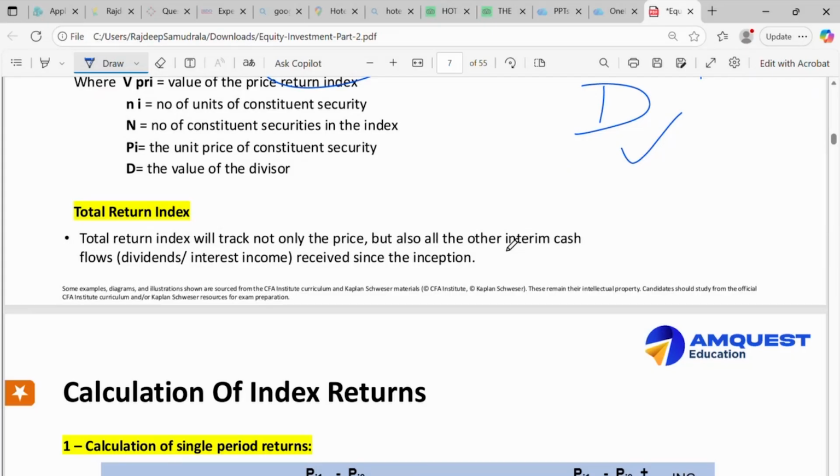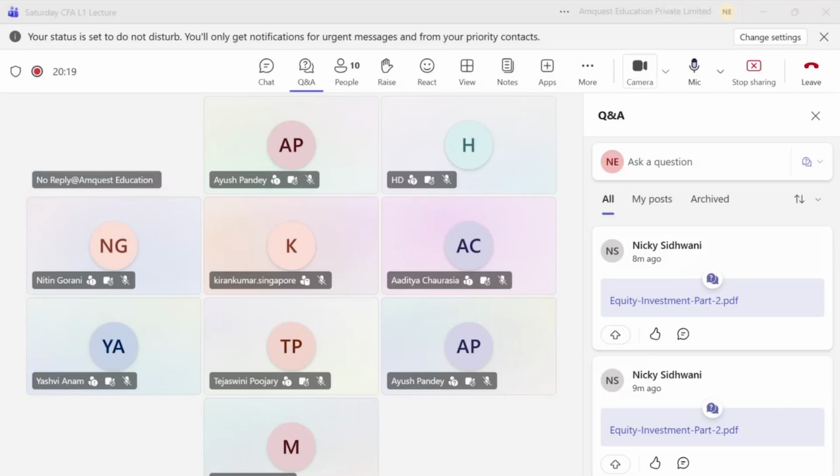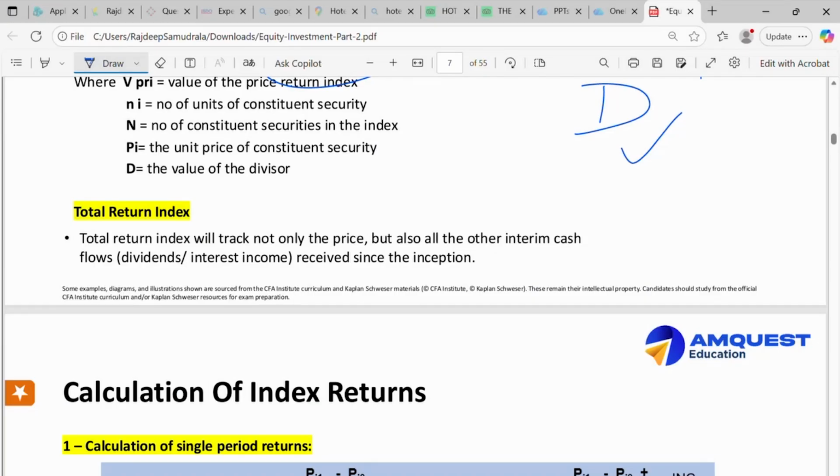Now, total return index, notice, will track the price, but it will also track the changes in price along with the change in dividend interest also. Because I hope you realize if a dividend is received, then the price would also be adjusted. If my price is 100 and a dividend of 5 rupees is declared, the price becomes 95. So the price is reflecting the dividend amount also.